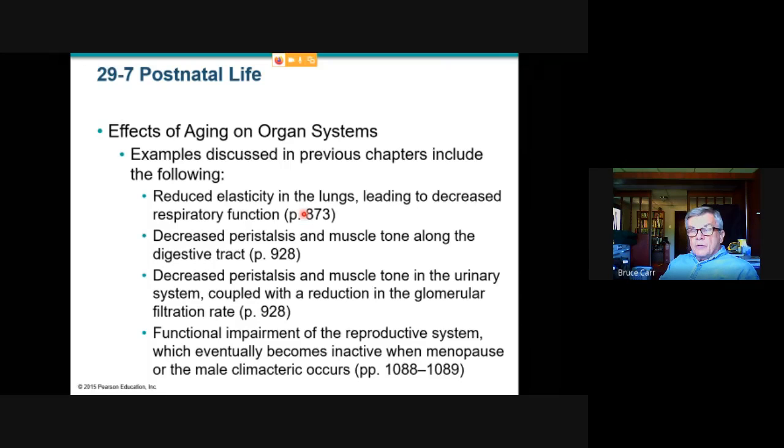The reproductive system eventually becomes inactive. In the female, menopause is simply when the cycle of ovulation stops for good. In males, it's called a male climacteric, and it's more extended, less predictable in terms of age. However, there is a reduction in sperm production, a reduction in both the number of sperm that are produced and stored, and in their ultimate activity.